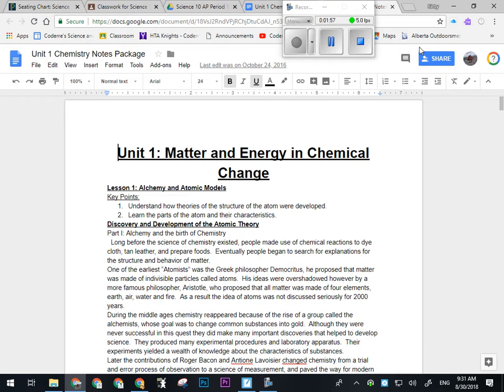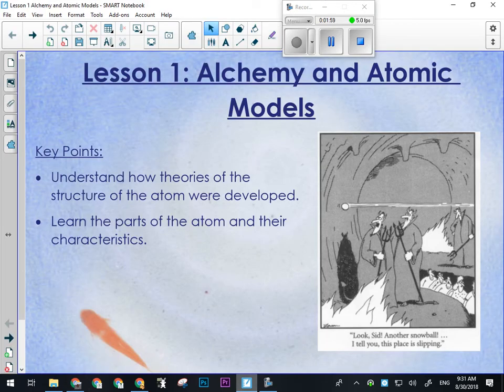So back to this. Like I said, key points for today: understand how the theories of the structure of the atom were developed and learn the parts of the atom and their characteristics.